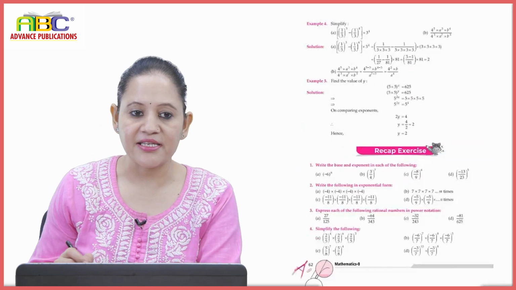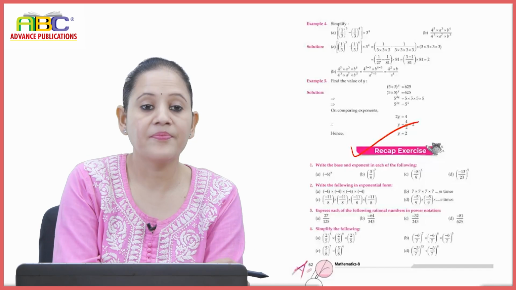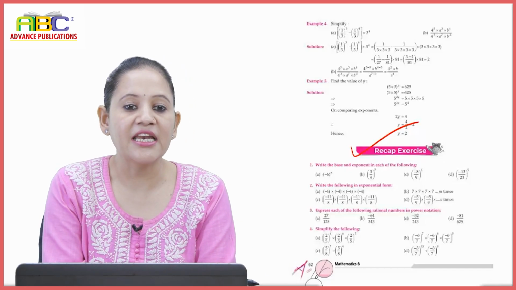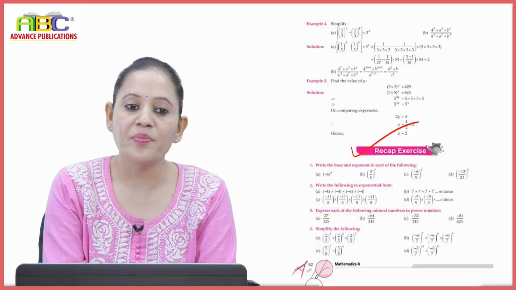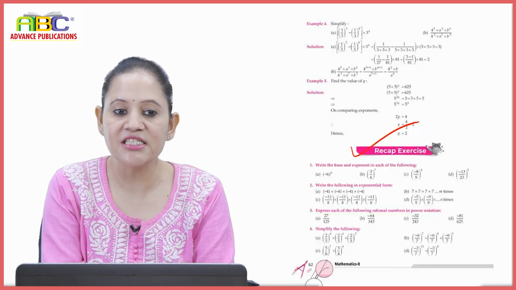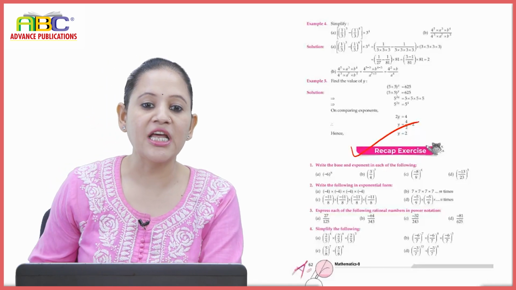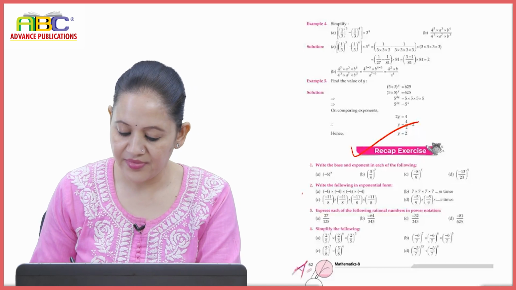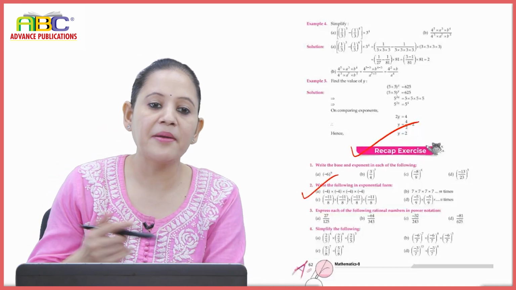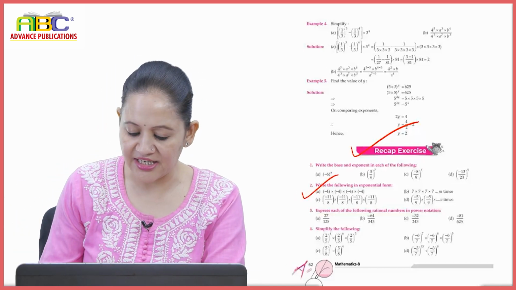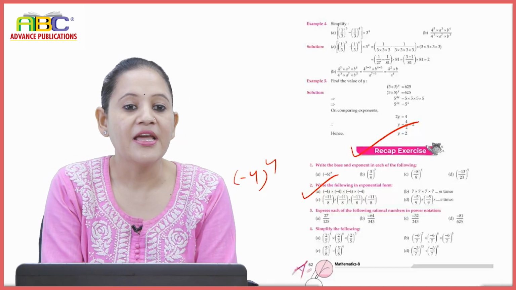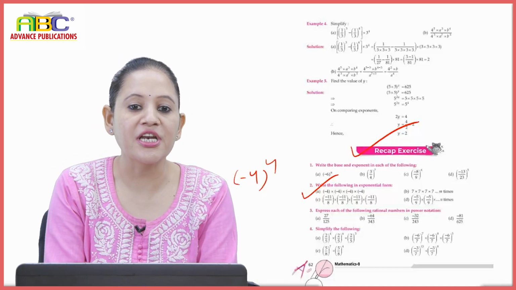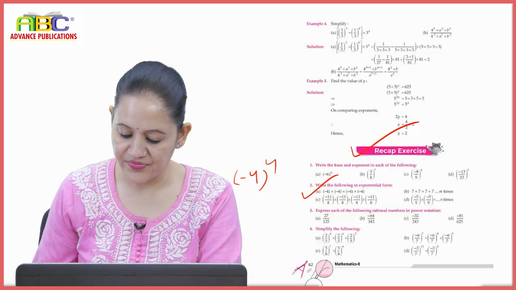Next, recap exercise. Write the base and exponent in each of the following. Minus 6 to the power 8. So the base is minus 6 and the power is 8. Next, write the following in exponential form. Minus 4 multiplied by minus 4, 4 times, so we can write it as minus 4 to the power 4. Clear?